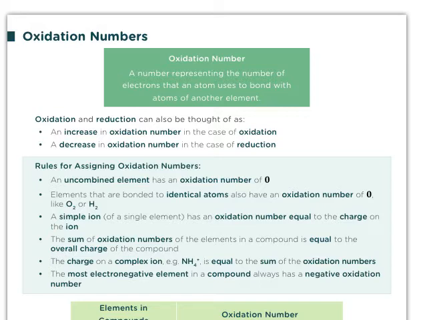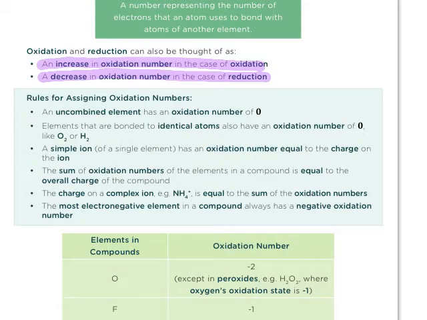So in terms of oxidation and reduction, any increase in oxidation number is classed as oxidation. Any decrease in oxidation number will be classed as reduction. There are, of course, as always, some rules when it comes to assigning oxidation numbers. Very basically, an uncombined element has an oxidation number of 0.